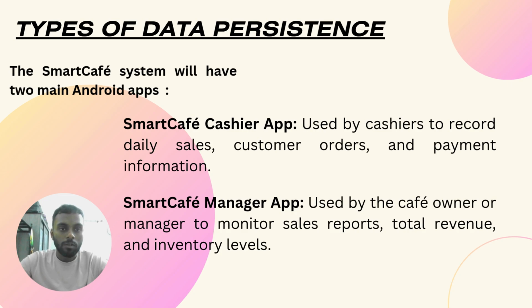Firstly, let me explain the overall structure. The Smart Cafe system will have two main apps, that is, the Smart Cafe Cashier app and the Smart Cafe Manager app. The Cashier app is used by the cashier to record daily sales, customer orders, and payment information, and the Manager app is used by the cafe owner or manager to monitor sales reports, total revenue, and inventory levels. The challenge is to ensure these apps share data securely without relying on external servers.